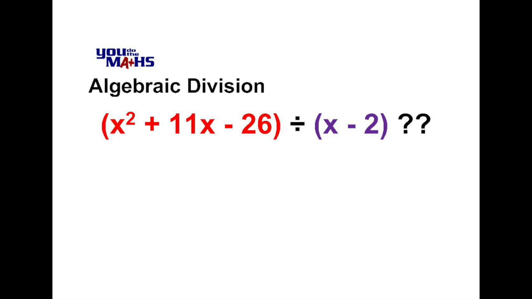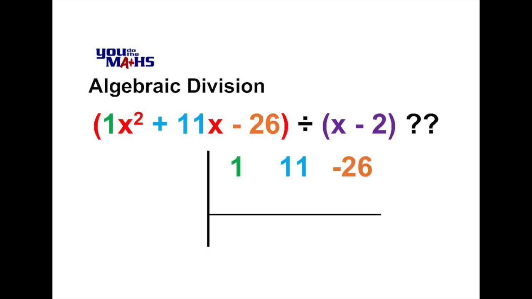both cases. To start the synthetic division process, the first thing we do is we set up a table of 3 rows, and the first row inside the table involves the coefficients of the dividend. So in this case we've got 1x squared, 11x, and negative 26 as the constant at the end. We can see that the divisor is a linear expression, and the value after the x is negative 2. We put the opposite of that value outside the table, so in this case 2, which matches the first row.